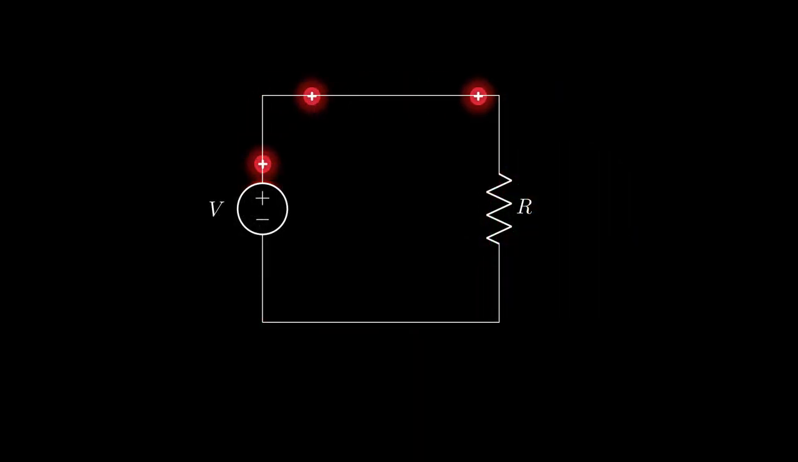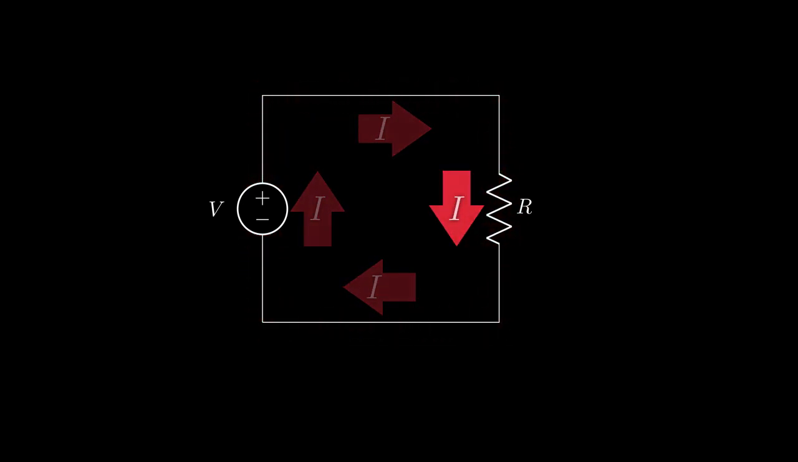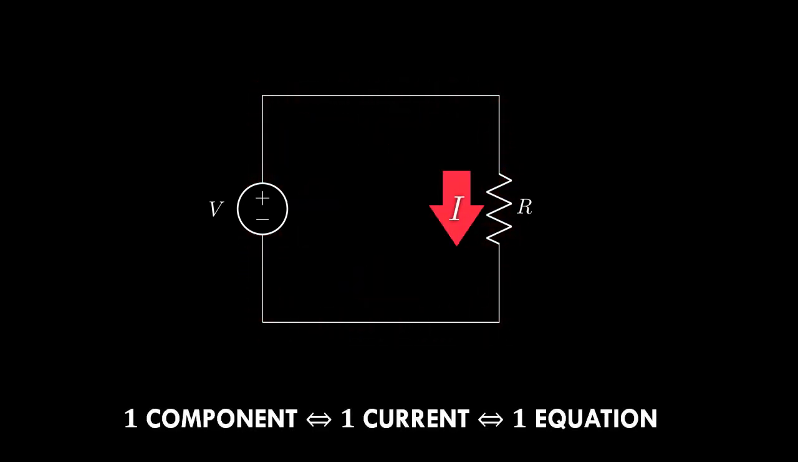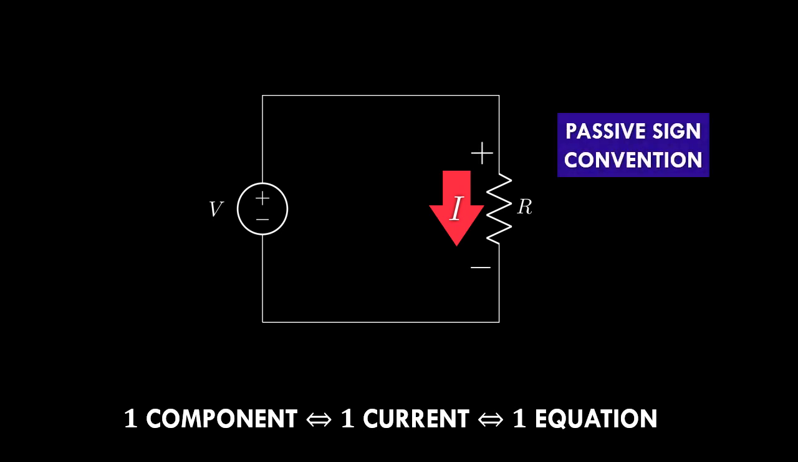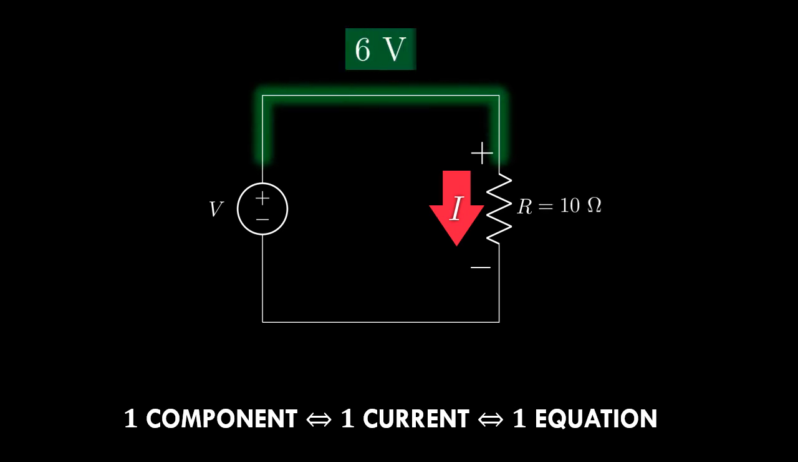Representing this circuit using symbols, this is what it looks like. Basically, you have the same current throughout the circuit flowing in a loop. Let's focus on just the resistor. For this one resistor, we should have 1 current and 1 equation. And of course, don't forget to follow the passive sign convention. Because the current is flowing from top to bottom, the top terminal will be the positive terminal and the bottom terminal will be negative. Let's give this circuit some values so we can take a better look.